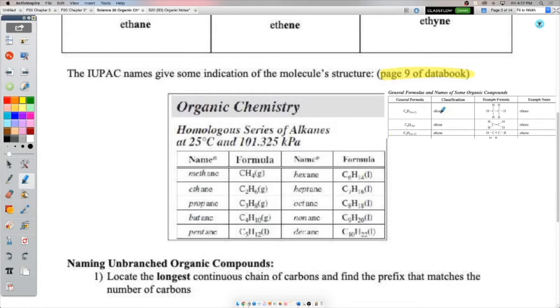Well, look, they have examples for you here. If it ends in "ane," like ethane, that's only single bonds. "Ene" means there's a double bond. Or "yne," that means triple bond. So it is all there for you.